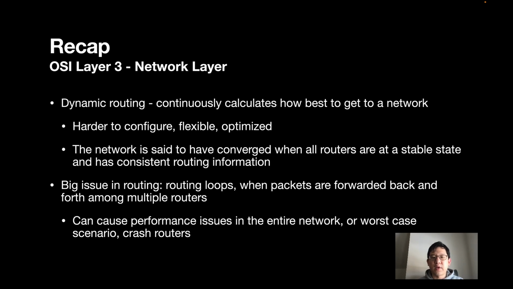Now, the network is said to have converged when all routers are at a stable state and have consistent routing information, and that's a very important concept in dynamic routing. Now, there is a big issue that network engineers need to solve in routing, and that is routing loops. Routing loops occur when packets are forwarded back and forth among multiple routers. Routing loops can cause performance issues in the entire network, or in the worst case, they can potentially crash routers and take down the entire network.